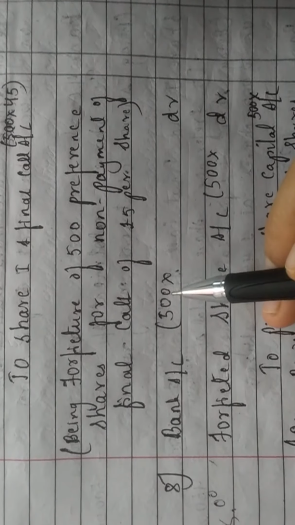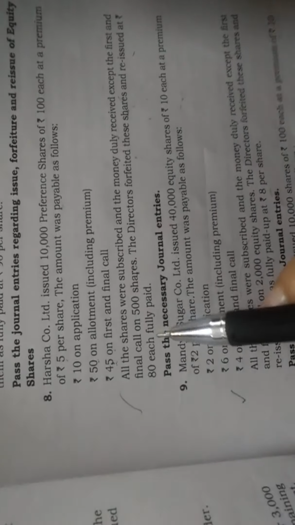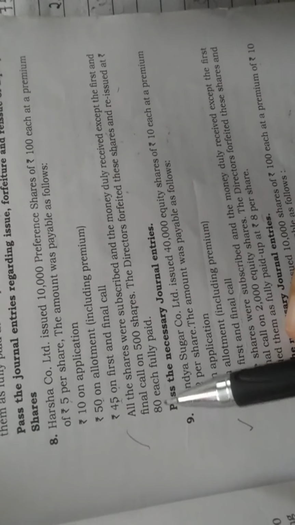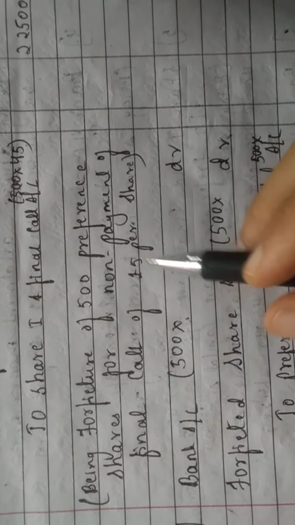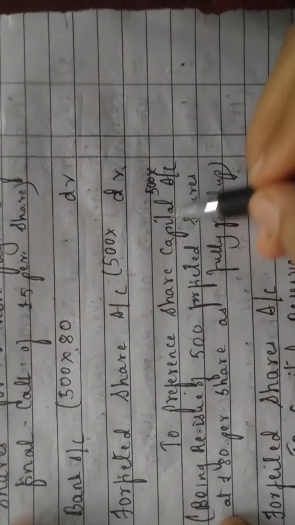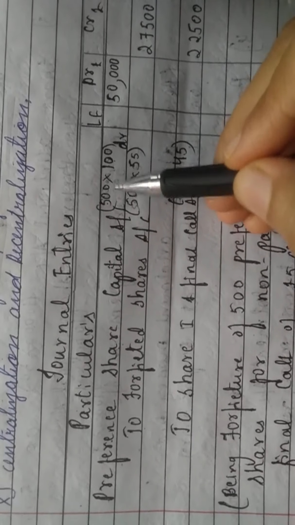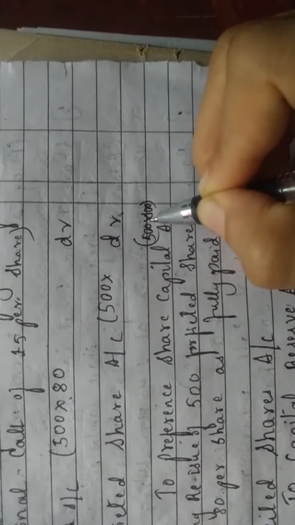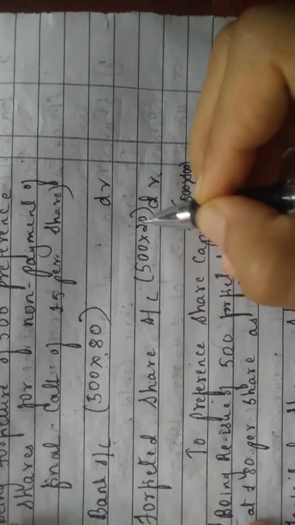What will the rate be? It is given in the question. At what amount has it been reissued? See, it says reissue at 80 each, so 80. So this into 80 you need to do. Share capital we know, share capital is always 100. Remember, into 100. So 100 minus 80 is how much? Yes, it is 20. That 20 will come for forfeiture.